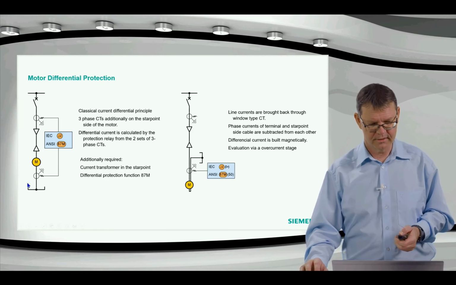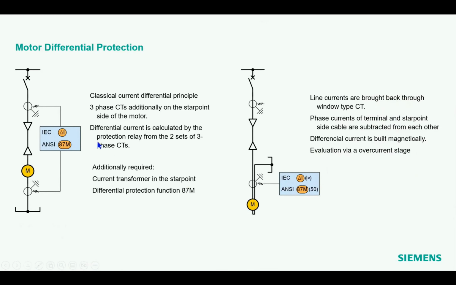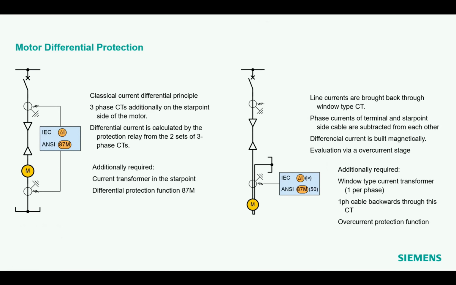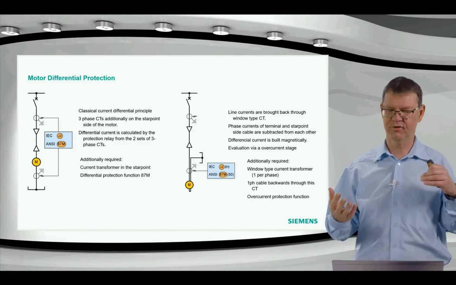Here, additionally required are three-phase current transformers and the differential protection function in the relay. With the other method, we need additionally this window type current transformer, one per phase, so three in total. We need single phase cables, and we need to bring them back through this window type CT and make the start point here. So it's a little bit more wiring or mounting effort. As a difference, we have a simpler function. It's just an overcurrent protection function. So the pros and cons, I would say, are balanced out quite well. Therefore, we find both methods.